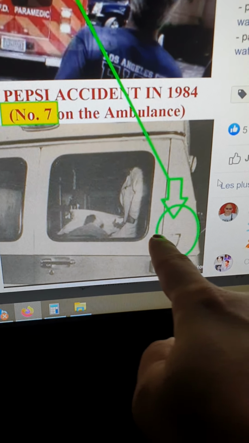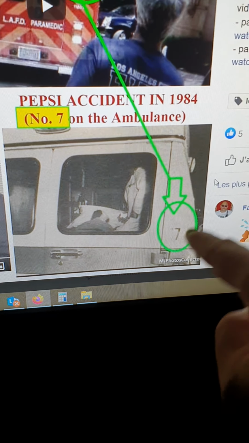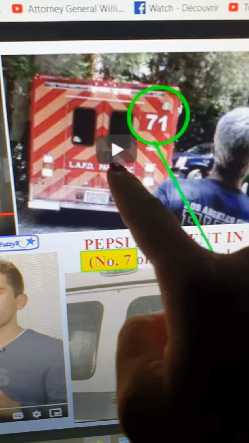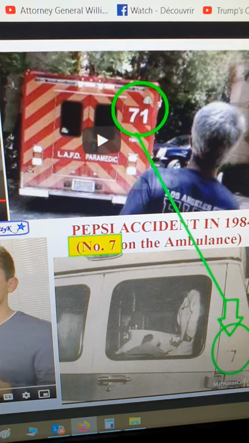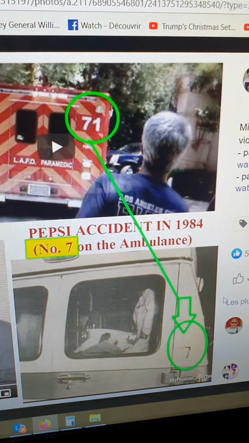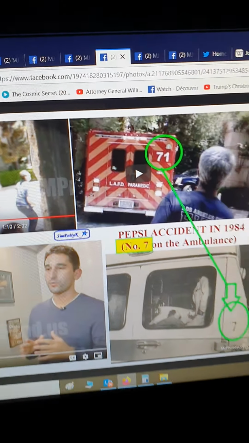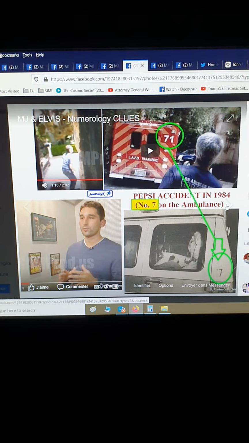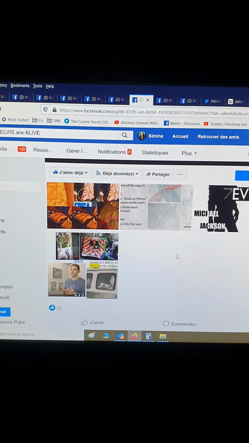The ambulance from 1984 during the Pepsi burn had number 7 on it, and also the ambulance from 2009, which allegedly carried Michael Jackson's dead body, also has a 7 in 71. So, guys, how many coincidences can there be? How many?